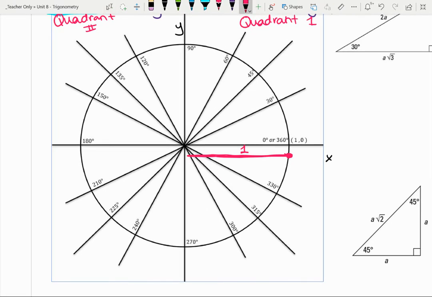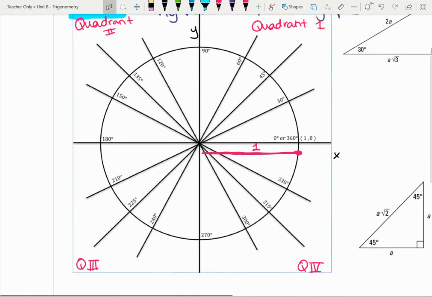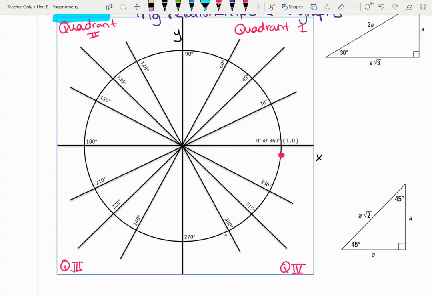Whoa, what happened to my radius there? I'll fix that in a second. And we have quadrant 3 in the lower left, and then in the lower right-hand corner, quadrant 4. As we start to talk about the unit circle a little bit more in depth, we're going to be referencing those quadrants as well. So that's just something to keep in mind. Quadrant 1 is that upper right hand positive, positive, then it goes in a counterclockwise order.